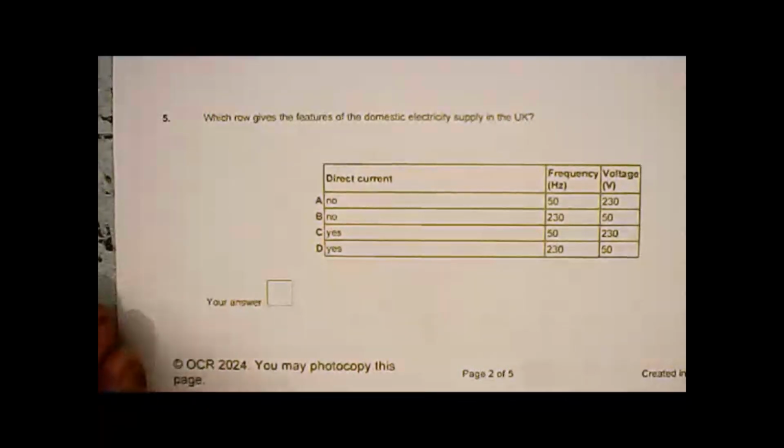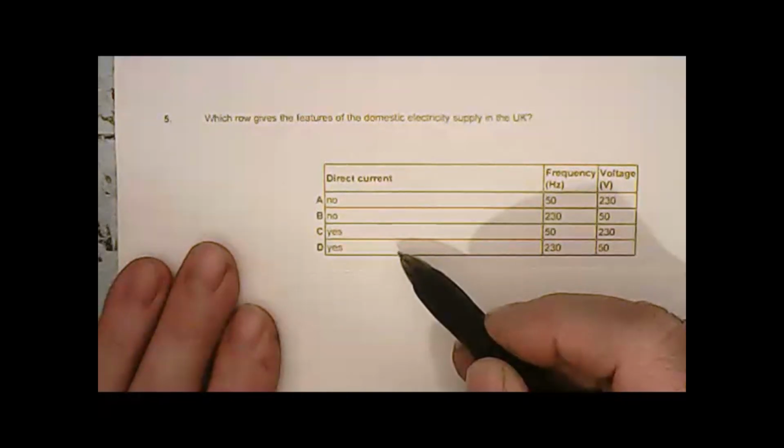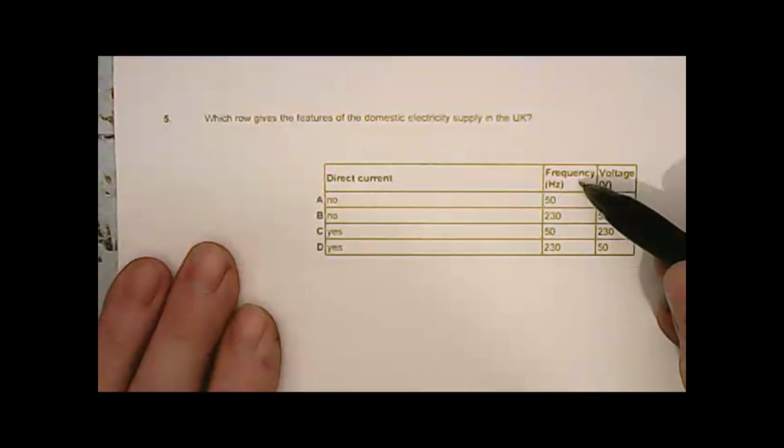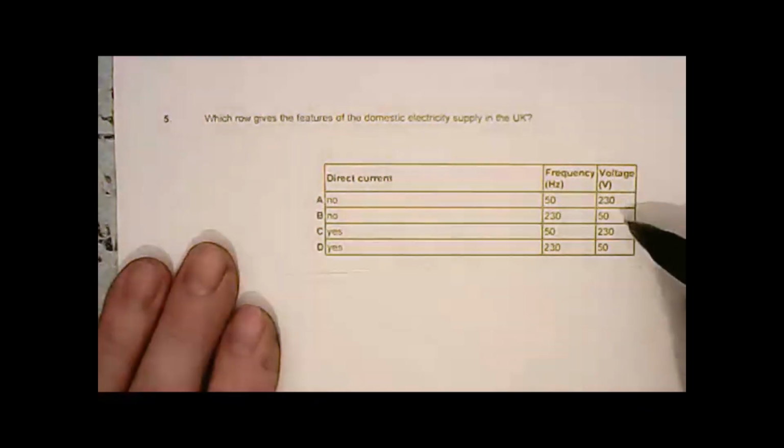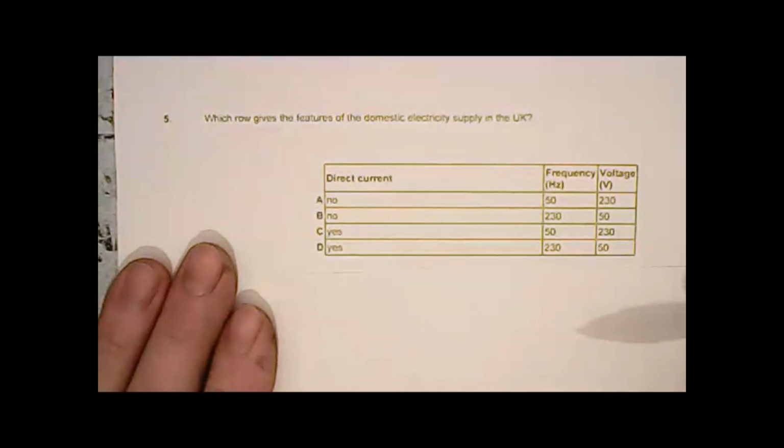Which row gives the features of the domestic electricity supply in the UK? Okay, well, we've got direct current, yes or no. We've got frequency 50 or 230. We've got voltage 230 or 50. What variation do you think is the correct answer?